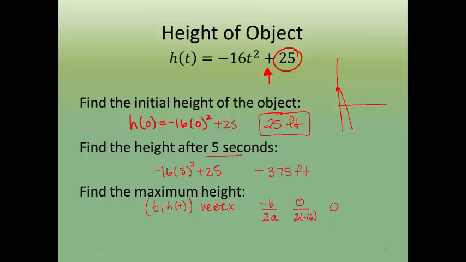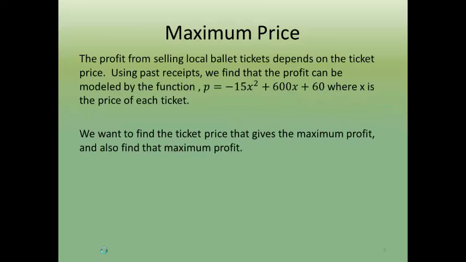Well, we already found h of 0, so this maximum height is 25 feet. Its maximum height is also its initial height. Okay, this one's a lot different. Let's take a look and read it. This is finding the maximum price.